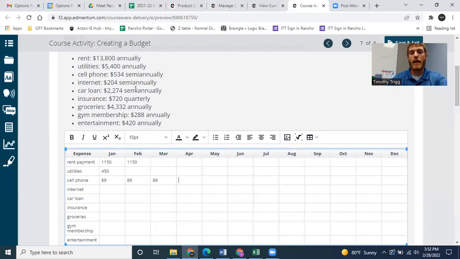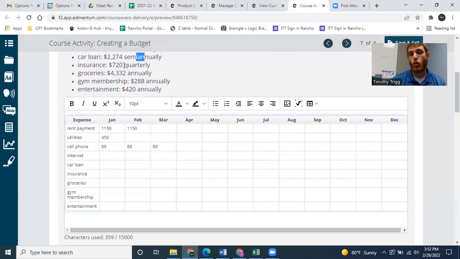Okay, even though I only have to pay it twice per year, the fact is I should save a certain amount every month in my budget for that expense. Okay. Again, semi-annually, same idea, divided by 6. Now we go all the way across. Semi-annually, same thing, car loan.